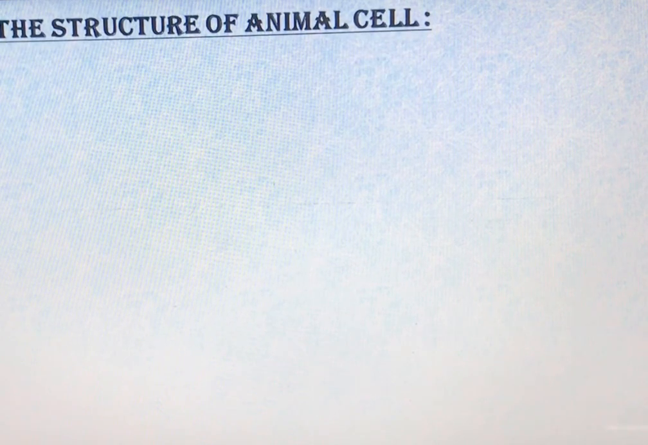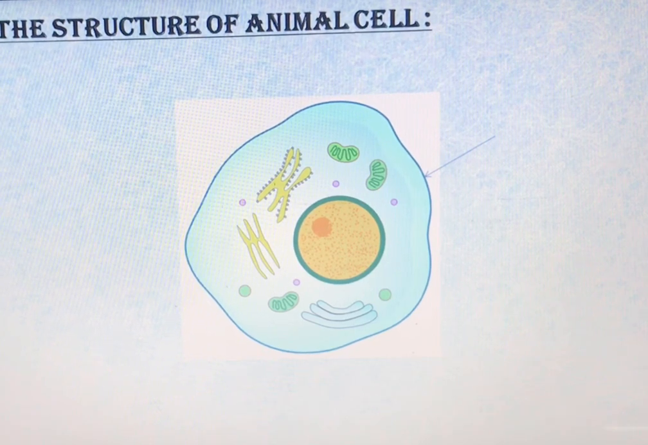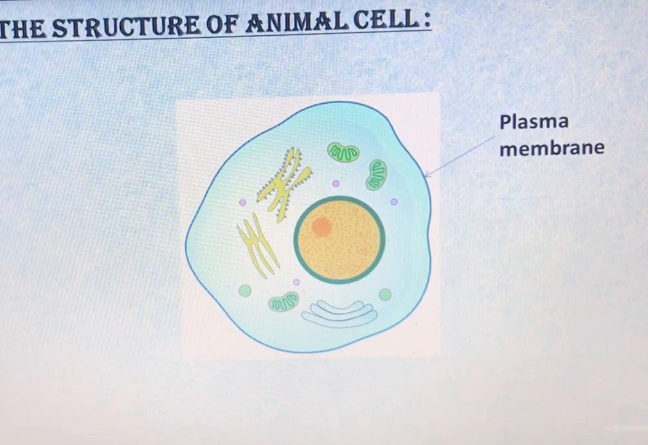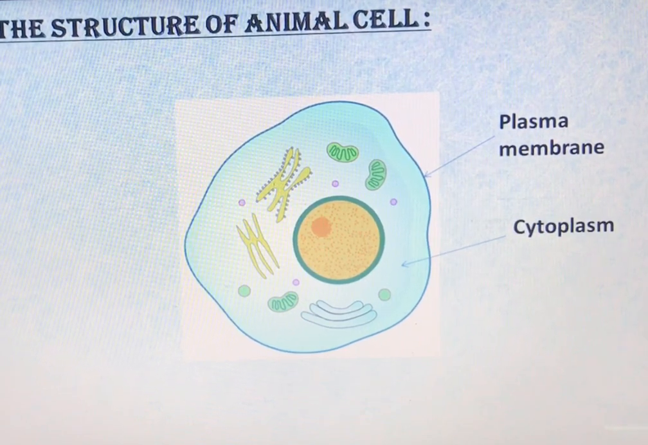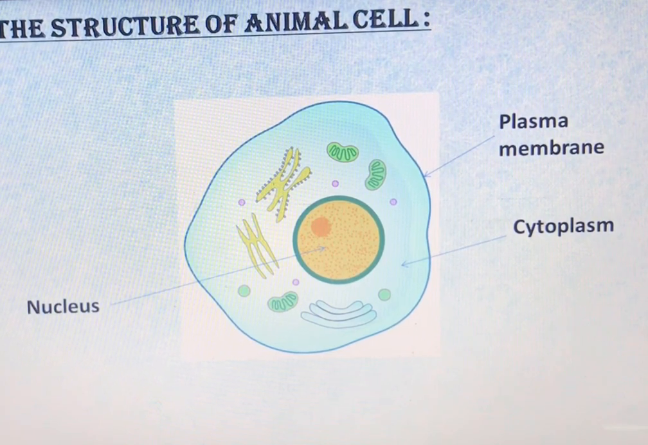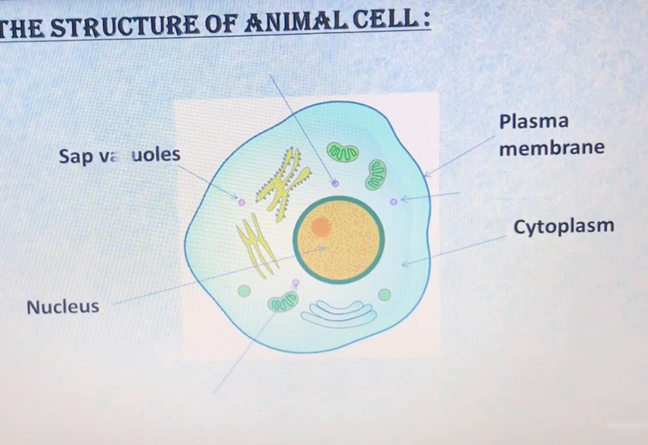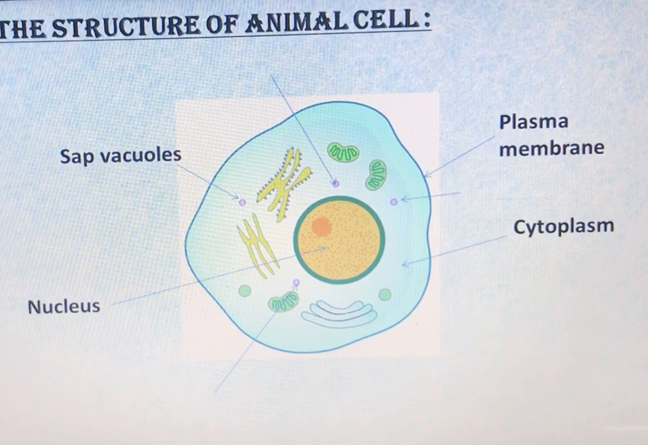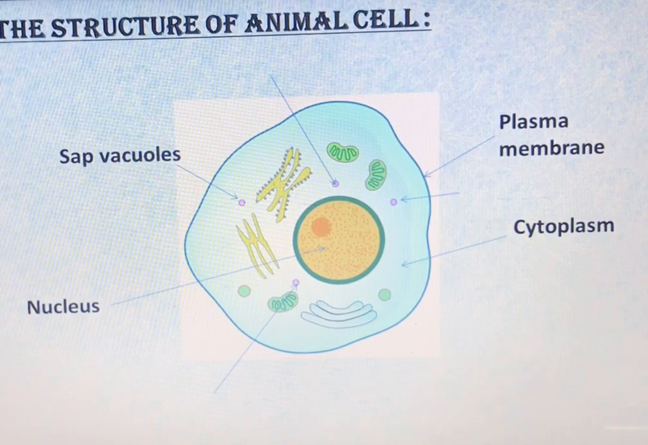Now, let's talk about the structure of animal cell. This is a photo of animal cell, which has only one outer cover, which is called plasma membrane. Then we have the liquid that fills all the spaces, as we said before, which is called cytoplasm. And then we have the most important part in any cell, which is called exactly nucleus. And then we have here many, many sap vacuoles. We said before that we have only one large sap vacuole in plant cell, but here we have many small sap vacuoles in animal cell.